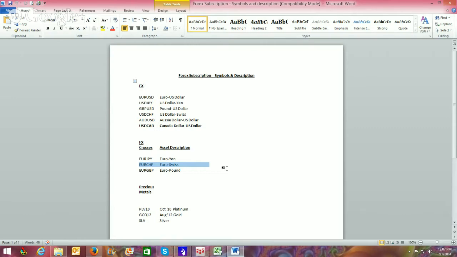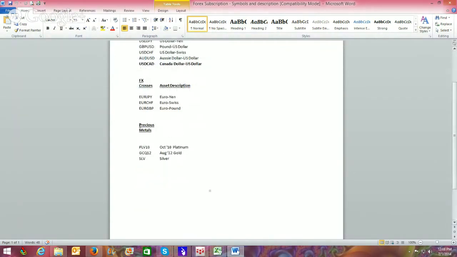Okay, so notice that the symbols are right here. So when the signal sheet updates and says, oh, by the way, we want you to bracket euro against the dollar, it will use this symbol, which is basically a universally recognized symbol for euro against the US dollar.